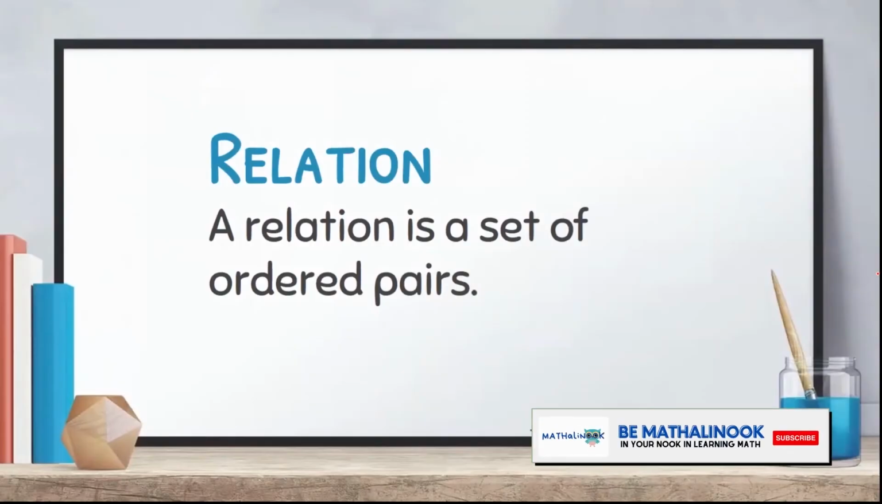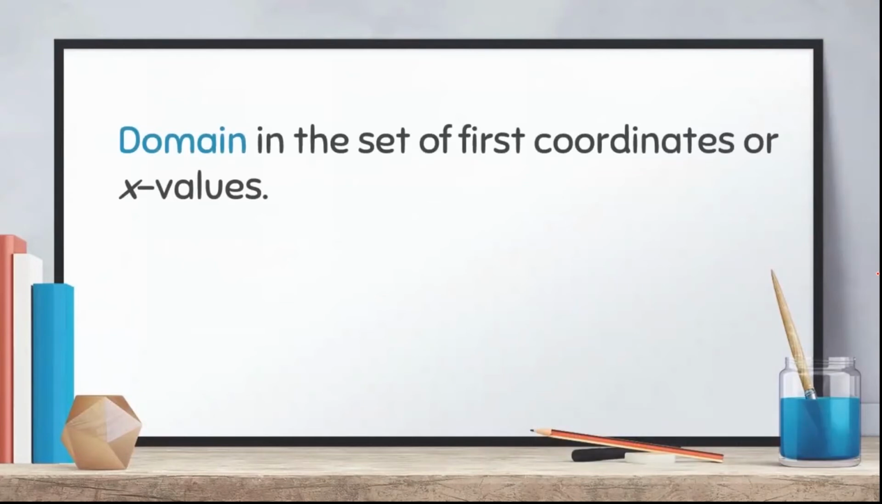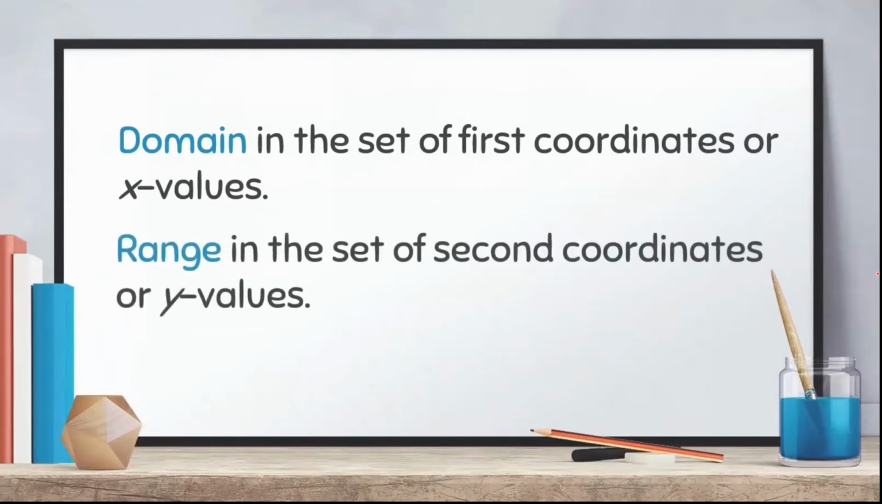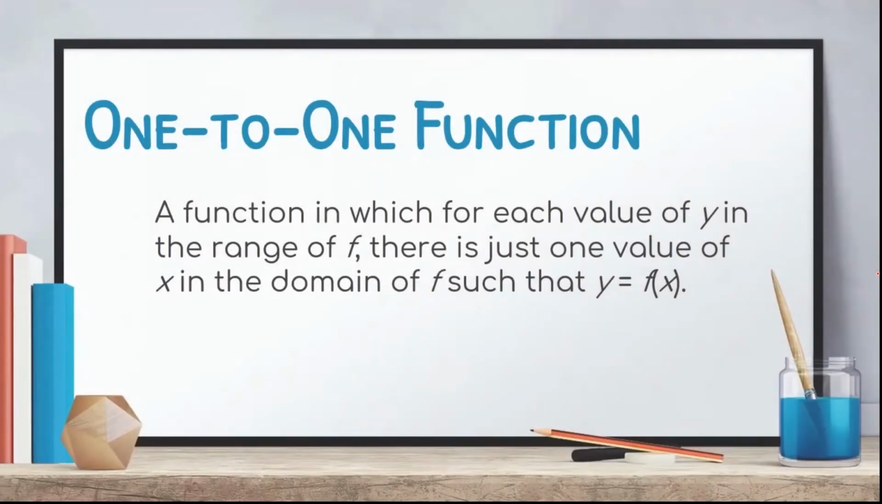We have defined before a relation to be a set of ordered pairs. Moreover, the set of the first coordinates, or the x values, is called the domain, and the set of the second coordinates, or y values, is called the range. Furthermore, we have also discussed one-to-one correspondence and defined it to be a function in which for each value of y in the range of f, there is just one value of x in the domain of f such that y is equal to f of x.